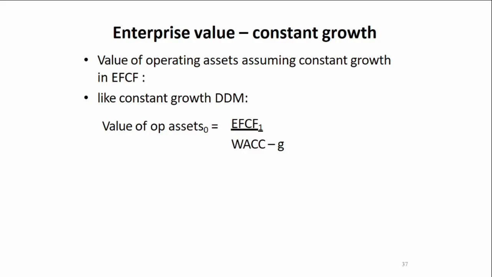You can see from the formula here that the value of operating assets today is the enterprise free cash flows at the end of period 1 divided by WACC minus G. And this is conceptually similar to the dividend discount model that I mentioned previously. In the dividend discount model, you will have the value of the share today equals D1, the dividend at the end of period 1, divided by your cost of equity minus G. So this is conceptually similar to the dividend discount model.